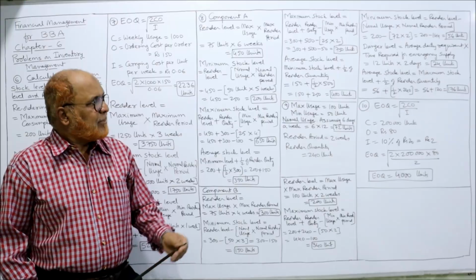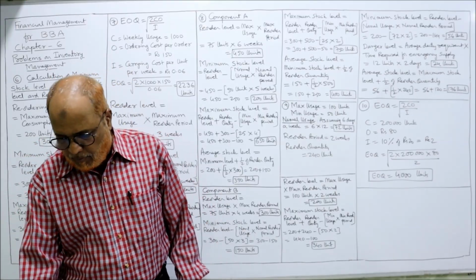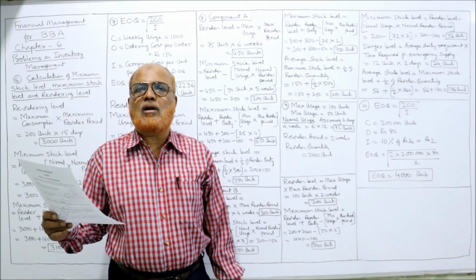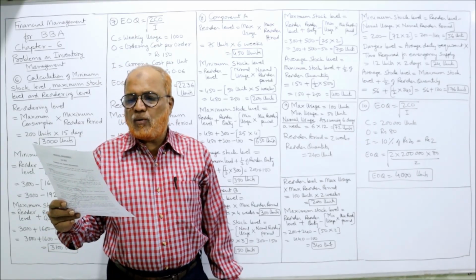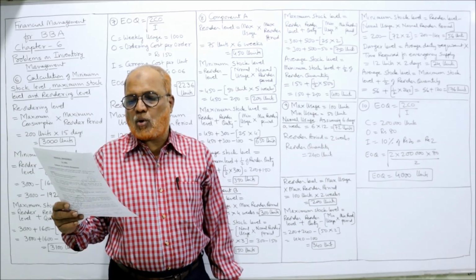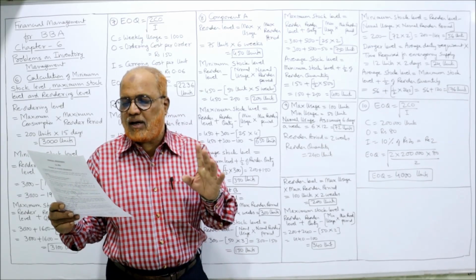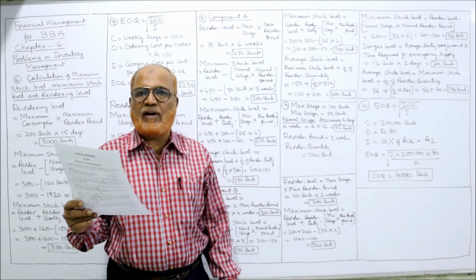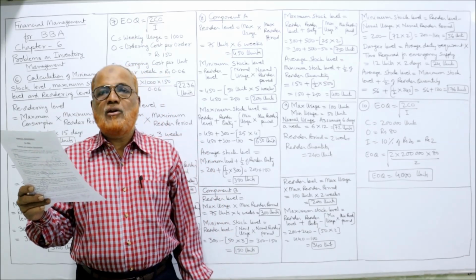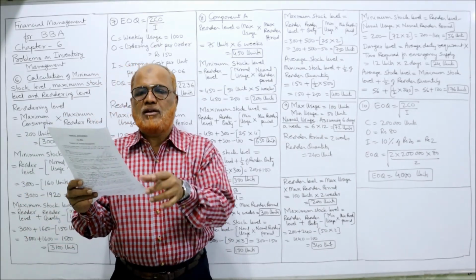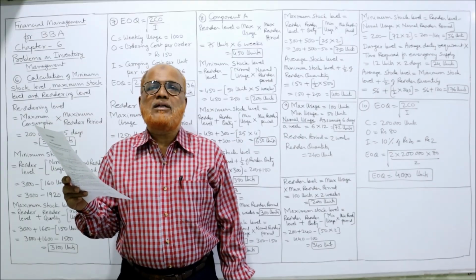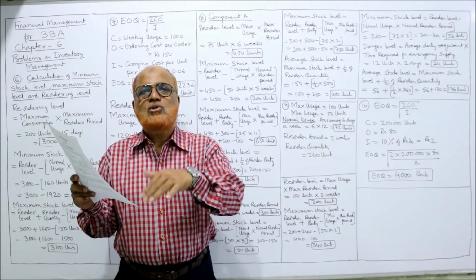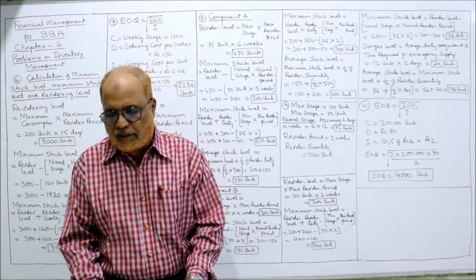That's it. Last and final problem, problem number 10. From the following information, find out the economic order quantity, EOQ. Annual usage 2 lakh units. Cost of placing and receiving one order 80 rupees. Annual carrying cost 10% of inventory value. And one line is not printed there, you write it down: cost per unit 20 rupees. That line was missing in the problem, a misprint. So you write it down. Cost per unit is 20 rupees.